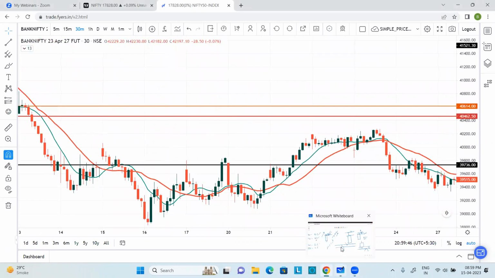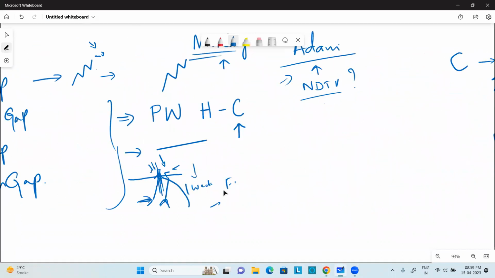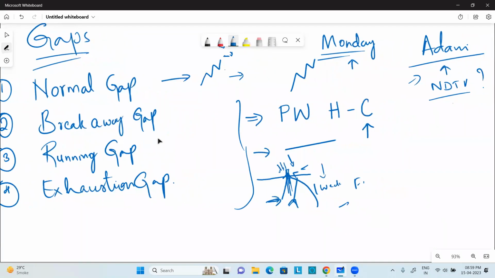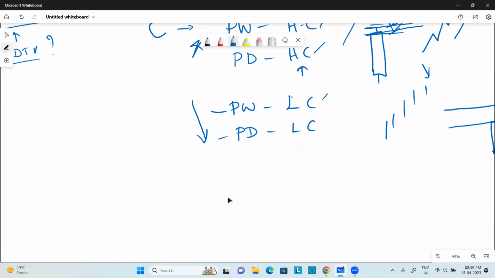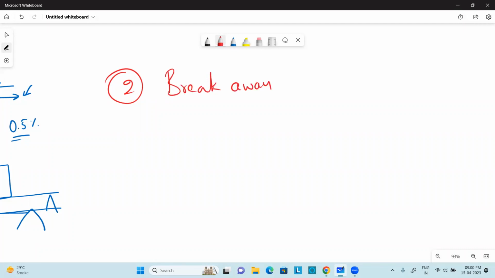So we were only here itself. So the first one is what is that? Normal gap. So normal gap is over. Next one is a breakaway gap. Rule based trading. Breakaway gap will form when there is a strong news.